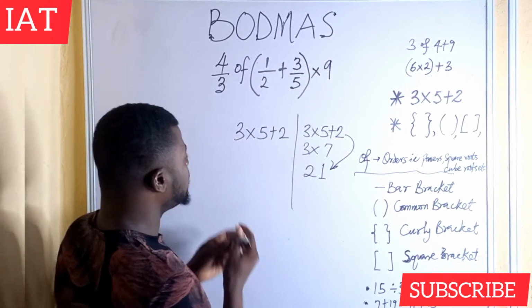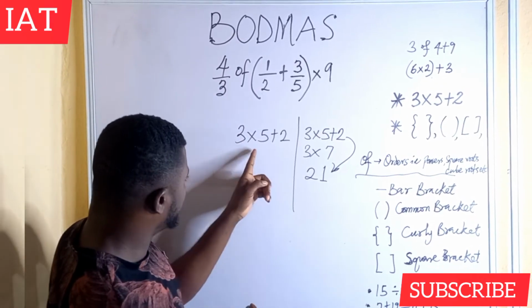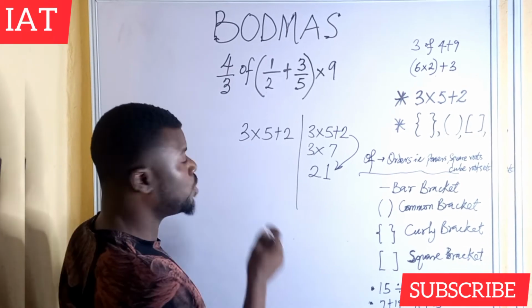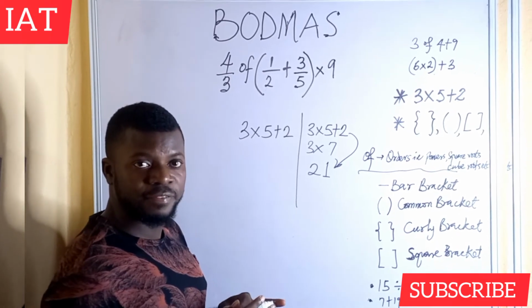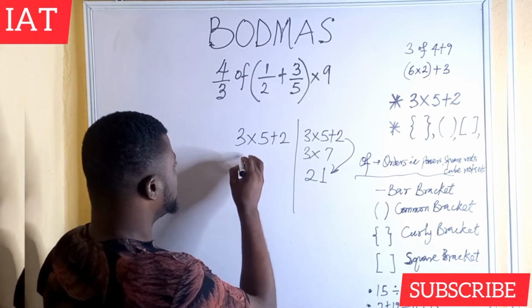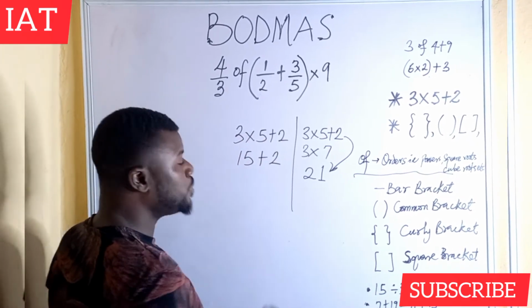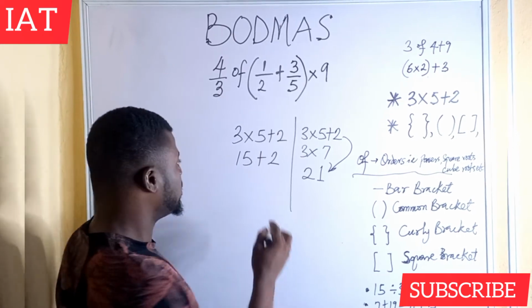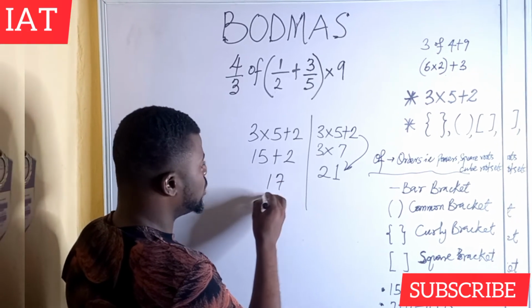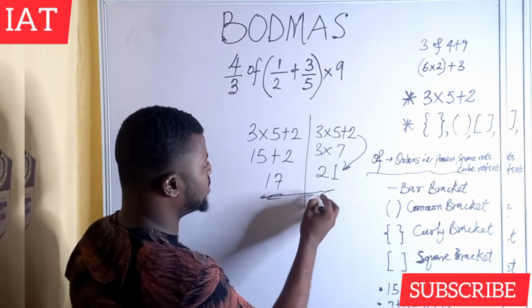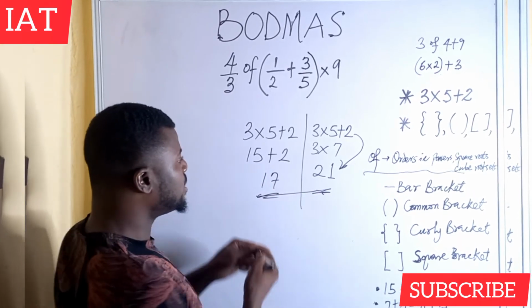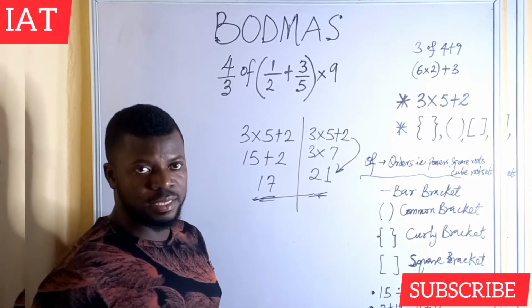Solving it the other way, using the 3 to multiply by 5, what will be the result? 3 multiplied by 5 is 15, and this adds to 2. 15 plus 2 will give us 17. You can see that we are having two answers in this case. So this is the importance of BODMAS.